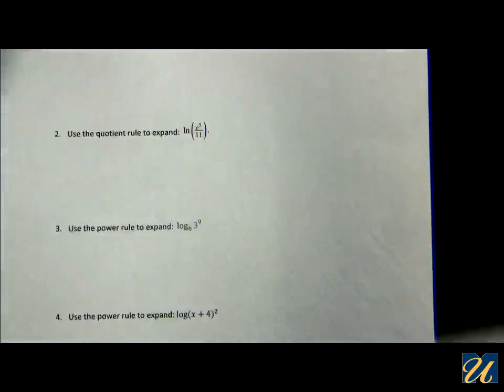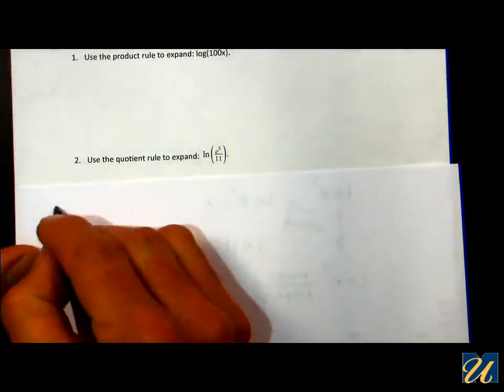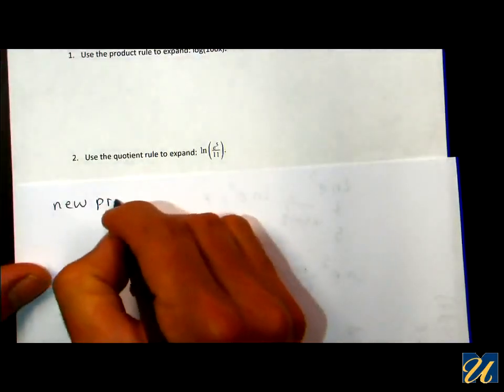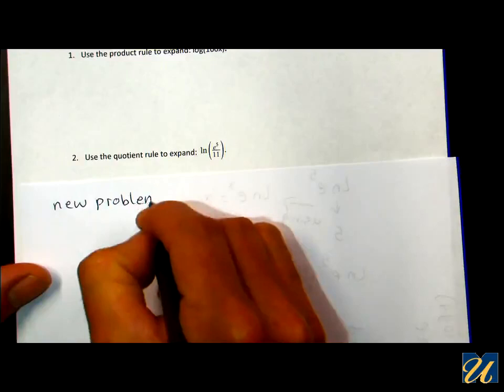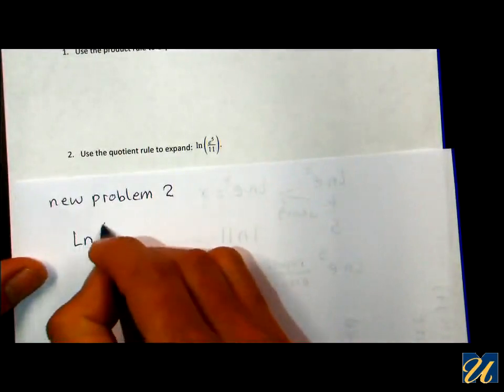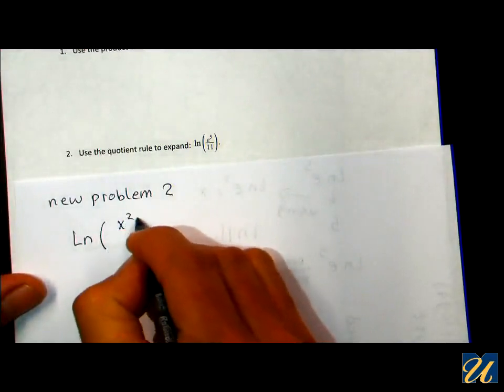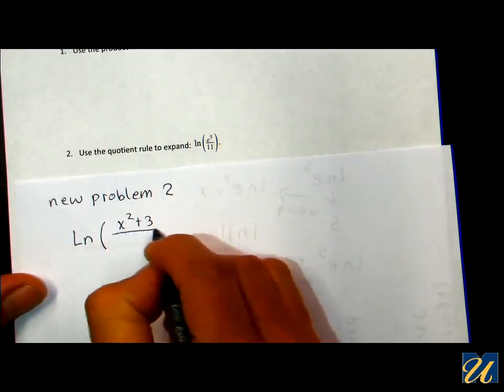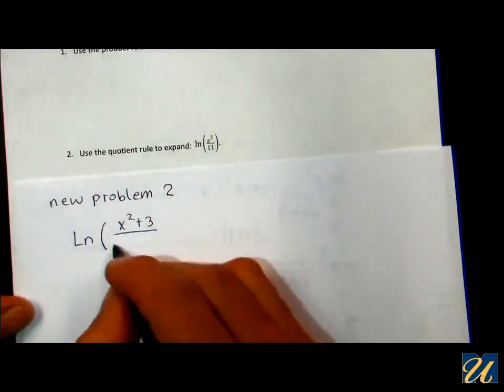Let's take a look at problem 2. Use the quotient rule to expand that quantity. Okay, this one we did in the PowerPoint slide, so let's take a look at a new problem 2. Let's try natural log of x squared plus 3 divided by x plus 1.